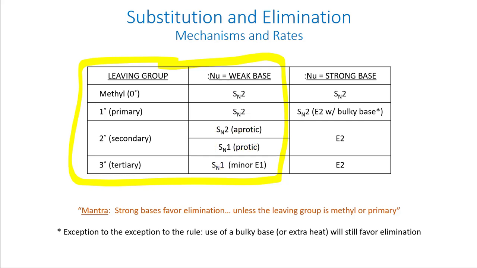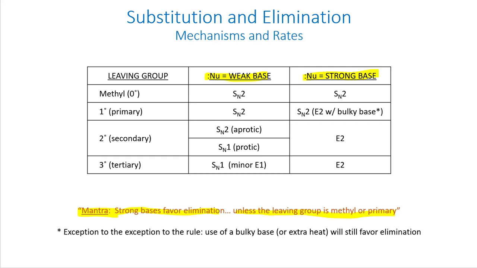Now we will introduce an additional factor, specifically whether or not the nucleophile is a weak base or strongly basic. And we have a mantra to help us remember that strong bases favor elimination. The exception to that rule is that if the leaving group is methyl or primary, we're going to favor substitution. The exception to that rule, by the way, is that we can still get elimination to happen if we use a bulky base and/or extra heat.